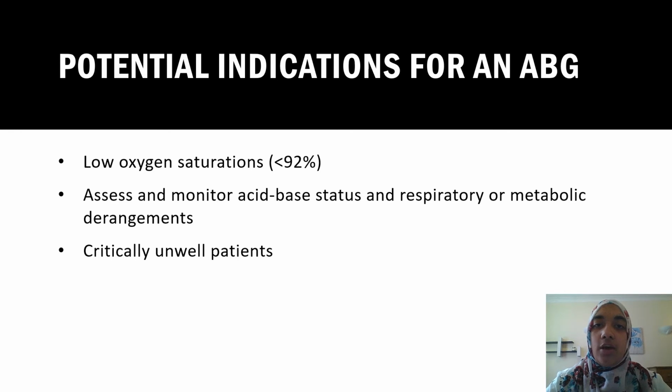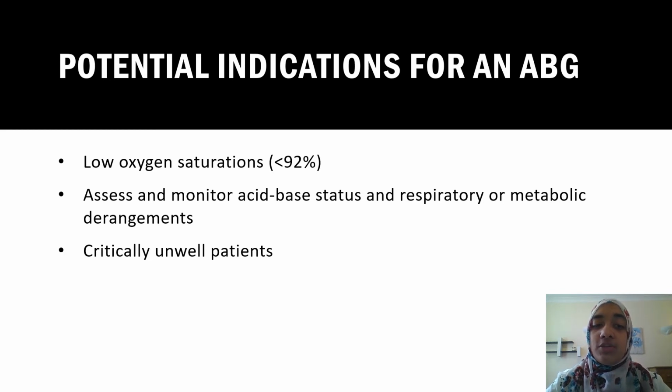So these are some of the indications for an ABG. Firstly, low oxygen saturations. This can be less than 92% oxygen saturations on air, but also it can be low oxygen saturations if they're already on high flow oxygen, because they may have an inappropriately low saturation despite being given a high concentration of oxygen, in which case we need to determine why this might be happening.